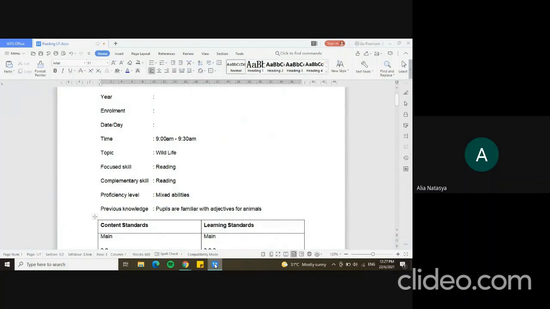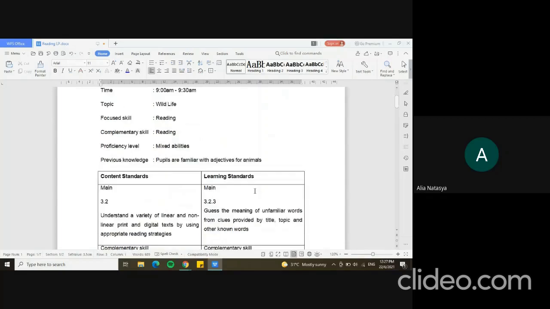Today I will be presenting along with my friend about a lesson plan on the focused skill reading with the complementary skill reading. So the proficiency level for this lesson plan is mixed abilities. With the previous knowledge, pupils are familiar with adjectives for animals. So the topic that is focused on in this lesson plan is Unit 3, Wildlife from the Year 5 textbook.